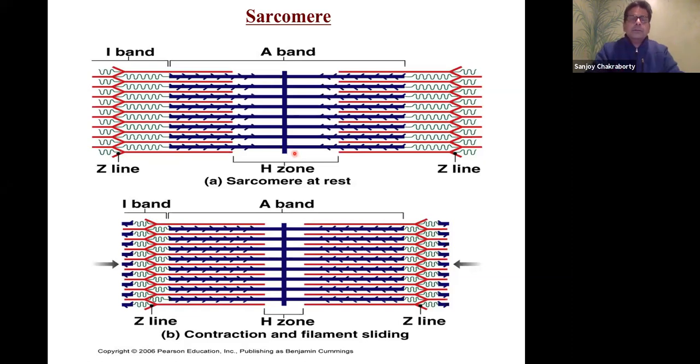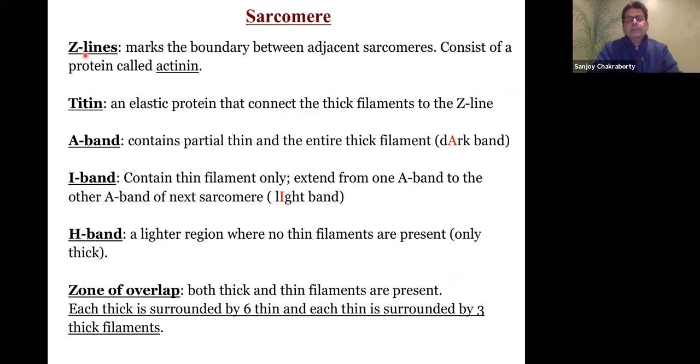Now how are these two filaments organized with the help of other proteins? Let's look at the first protein. See this, like a zigzag. This protein is called Z-line protein. Z-line proteins are made with a protein called actinin. Right here, I wrote in my slide, Z-line is made with a protein called actinin. Don't confuse it with actin. Actin is the thin filament. This is actinin, which is the Z-line protein.